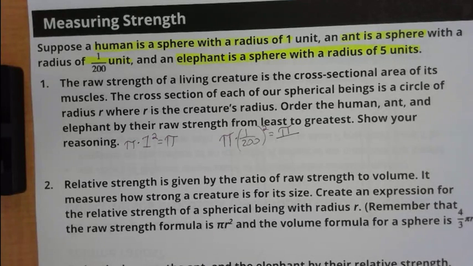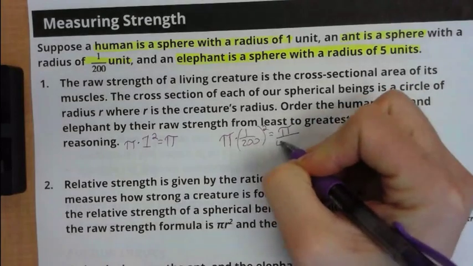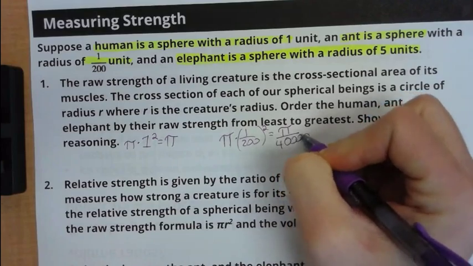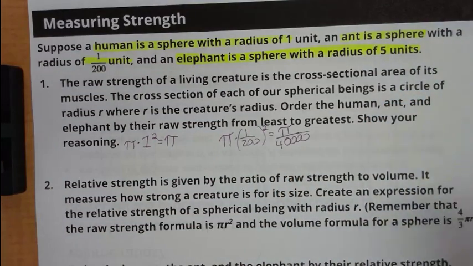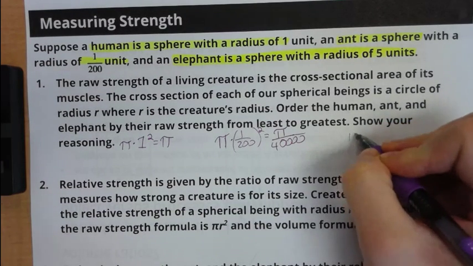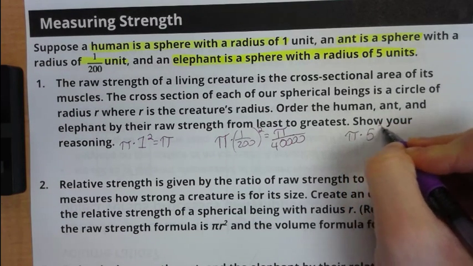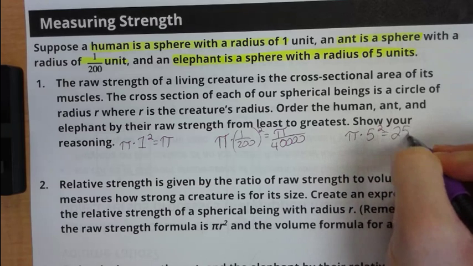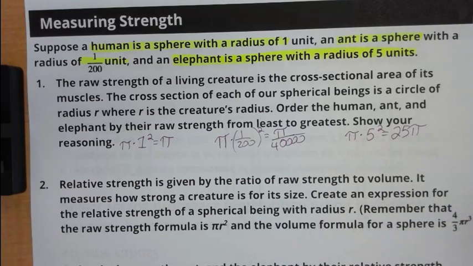And so now that we have that, pi over 40,000 was our answer there. And for our elephant, we are going to be using a radius of 5. So pi times 5 squared would just be 25 pi. So relative strength is given by the ratio of raw strength to volume. It measures how strong a creature is for its size.